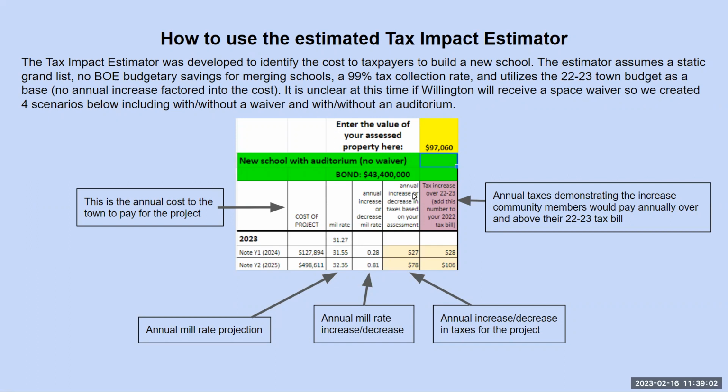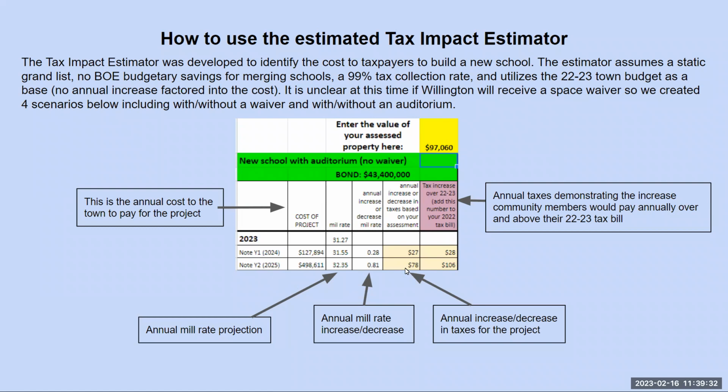The next column is the annual increase or decrease in taxes based on your assessment. This is the number that changes when you enter your assessment value into the yellow box above. This is the change in your taxes each year. So your taxes would go up in this first year, 2024, with this assessed value, $27. The next year, 2025, it would go up another $78.